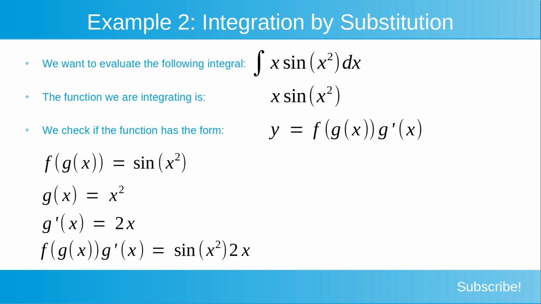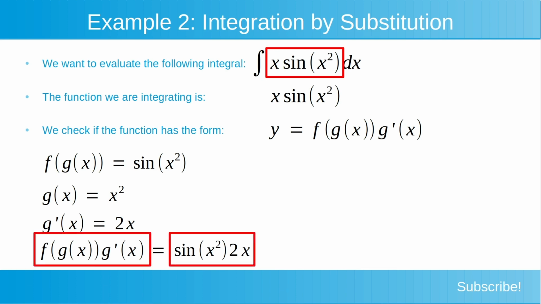Looking at the function that we want to integrate, x sine x squared, our function doesn't take the exact form of f of g of x g prime x, because f of g of x g prime x is equal to sine x squared 2x. In this example, our function differs by a constant value from the form f of g of x g prime x. The function that we want to integrate differs from the form f of g of x g prime x by a factor of 1/2.